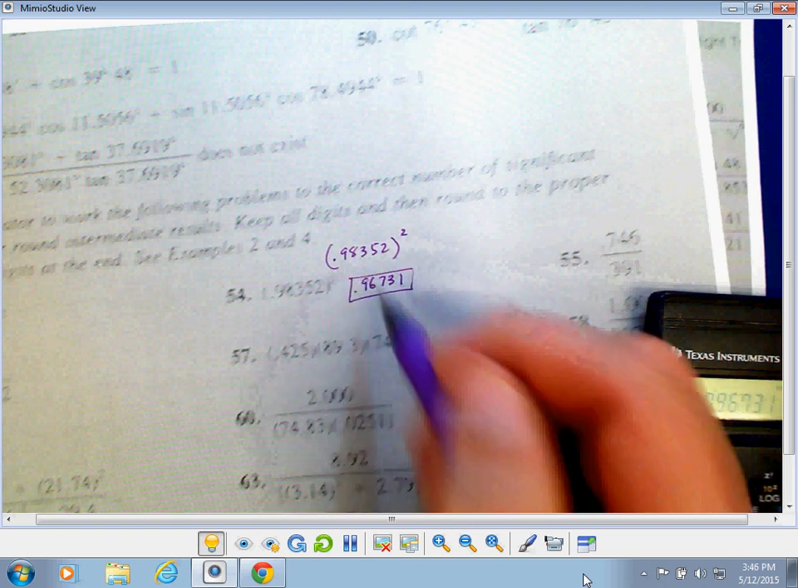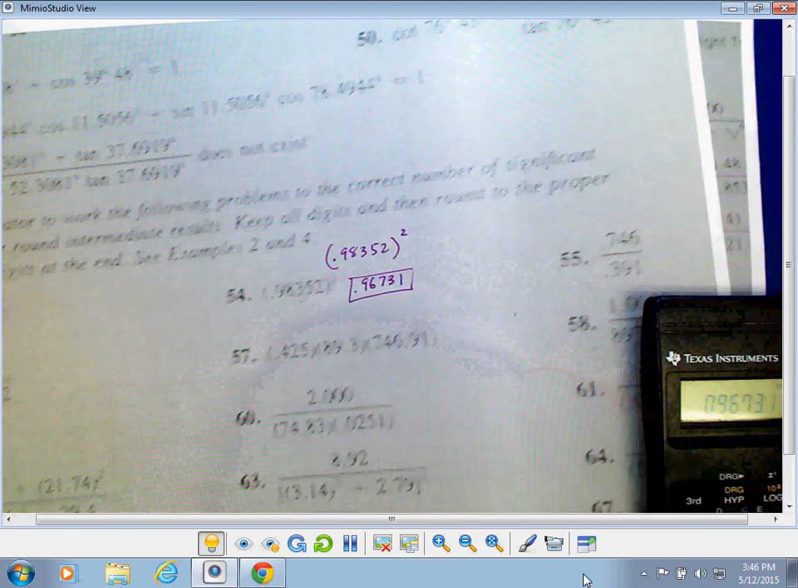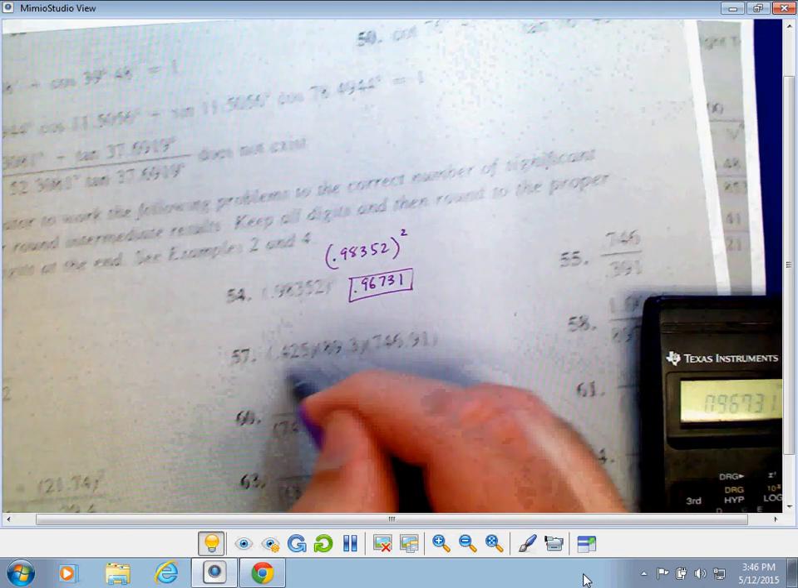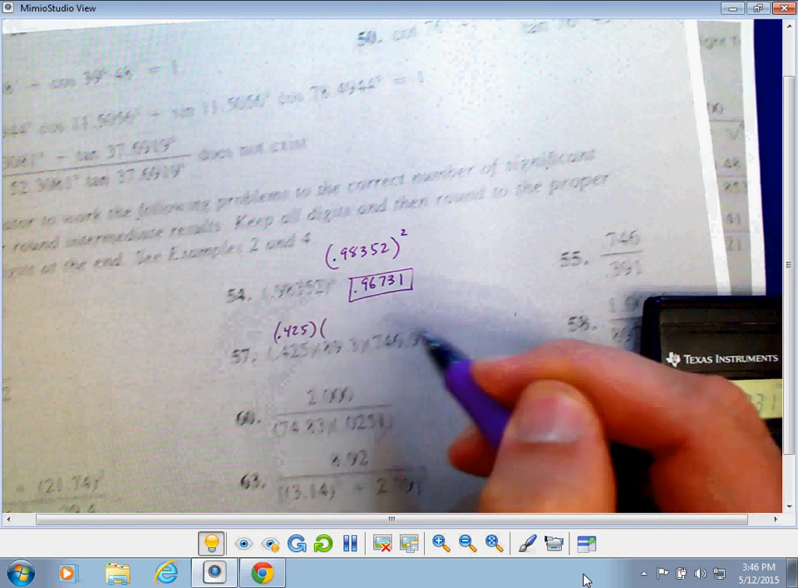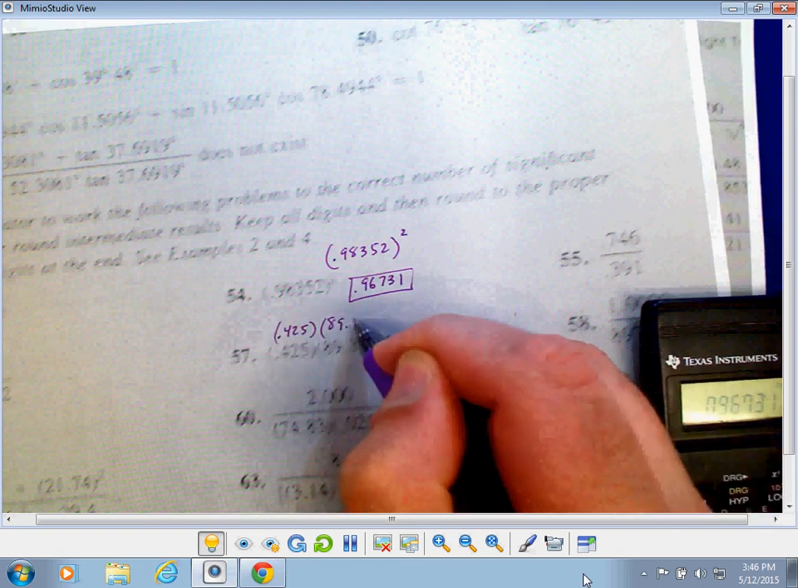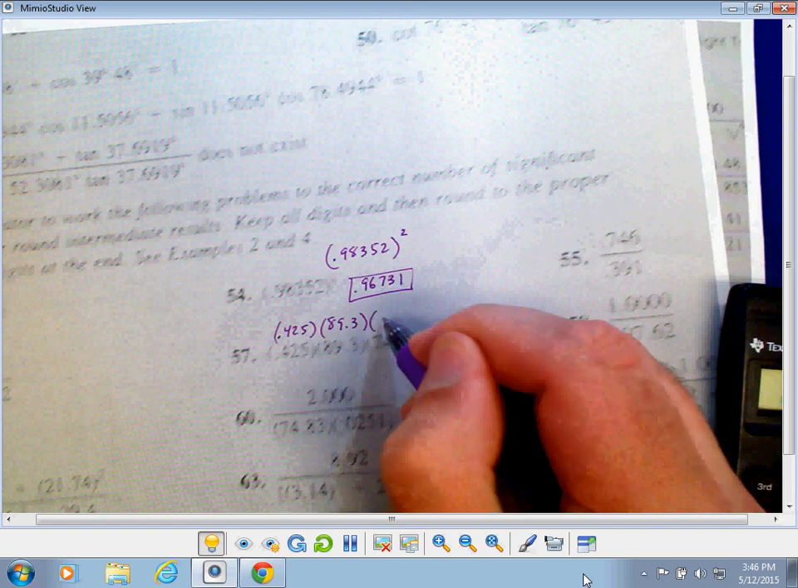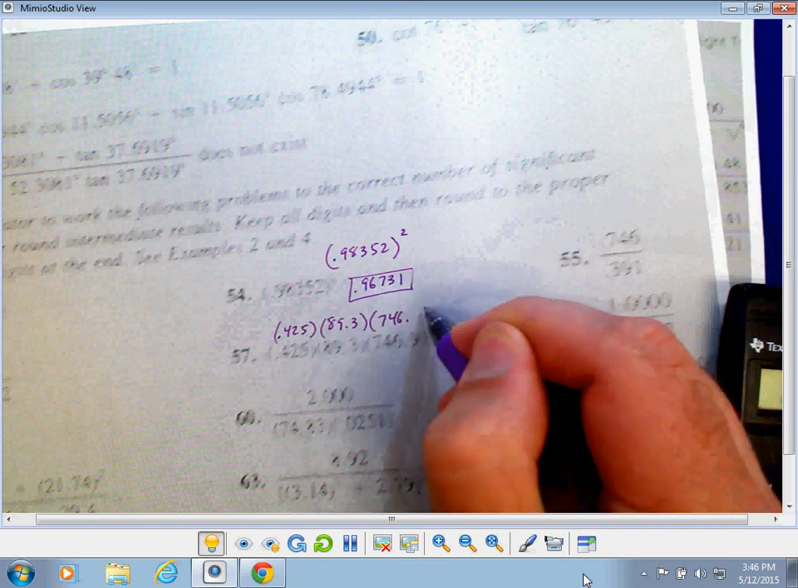So let's look at one that has a mix of digits. This is 0.425 times, I think that says 89.3 times 746.91.